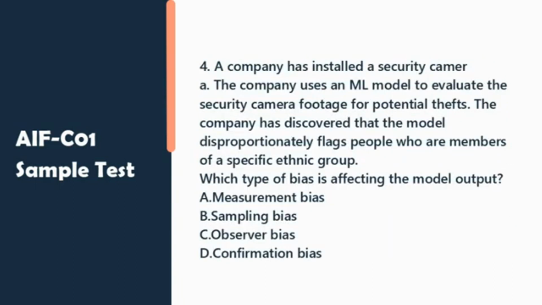Question 4. A company has installed a security camera. The company uses an ML model to evaluate the security camera footage for potential thefts. The company has discovered that the model disproportionately flags people who are members of a specific ethnic group. Which type of bias is affecting the model output? A. Measurement bias. B. Sampling bias. C. Observer bias. D. Confirmation bias.